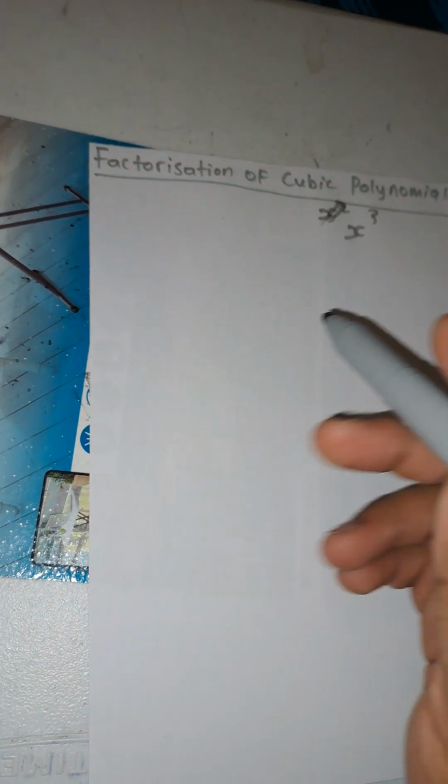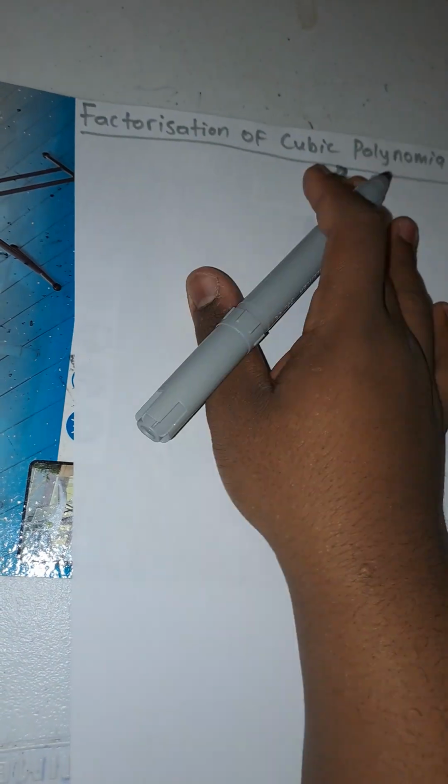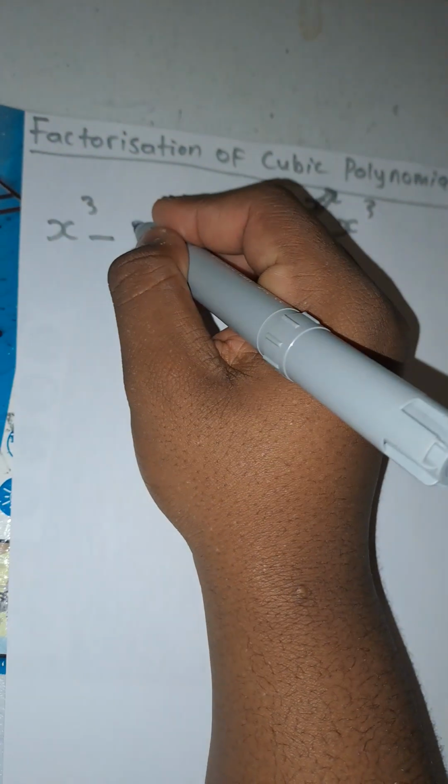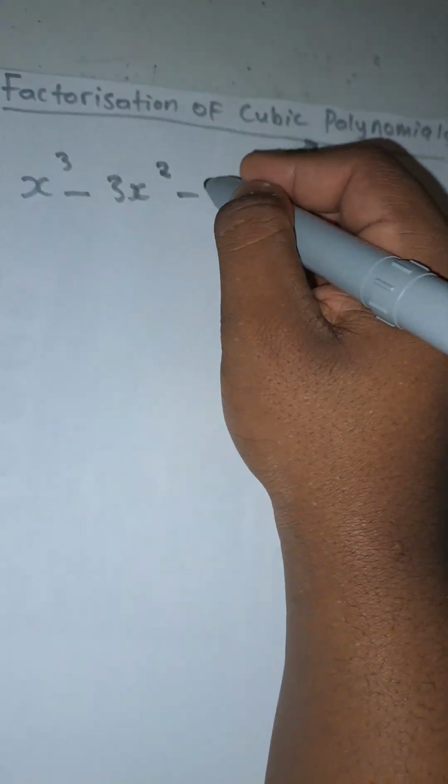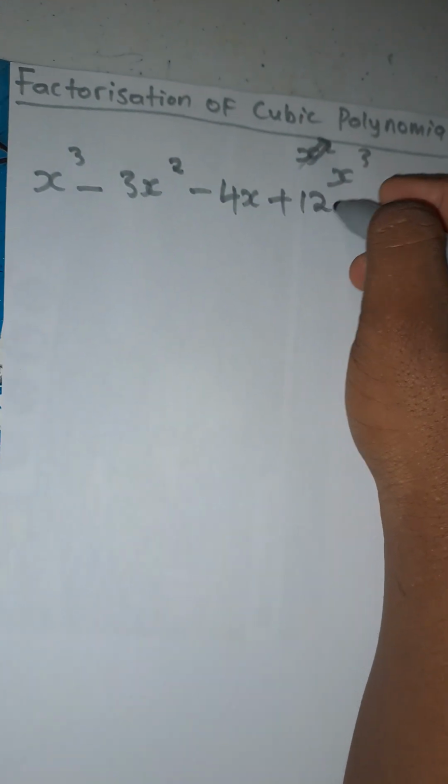For example, let me write down my function or my equation: x cubed minus 3x squared minus 4x plus 12. Okay? So, the first thing that you must do, check your last term, which is 12. So what must you do with that 12? You must find the factors of 12 in order to factorize.